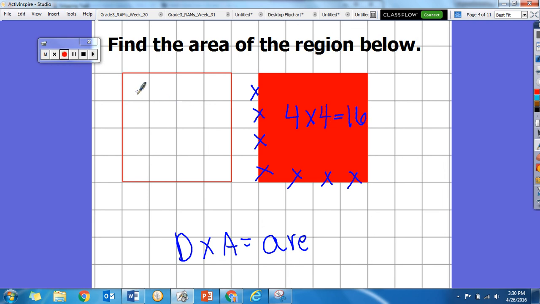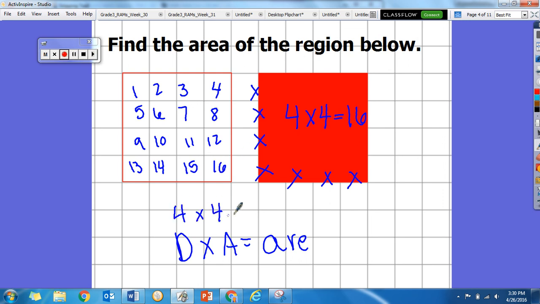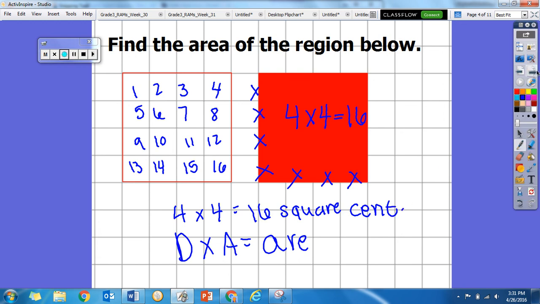Let's see if that works. 1, 2, 3, 4, 5, 6, 7, 8, 9, 10, 11, 12, 13, 14, 15, and 16. So we see 4 down times 4 across equals 16 square centimeters for our area. Let's do another one.